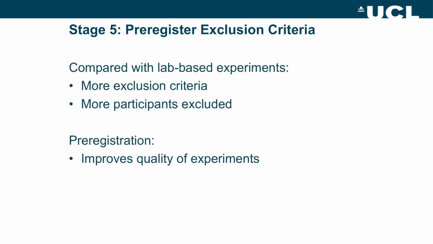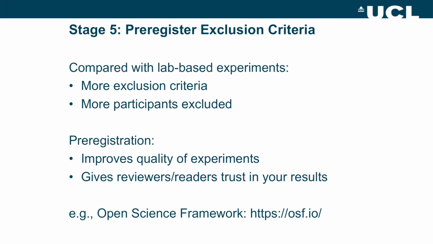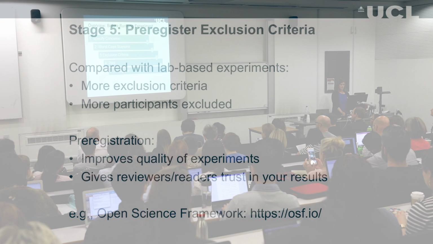Pre-registration, in my view, will improve the quality of your experiment because it will force you to think about this up front. It'll force you to think, have I got good mechanisms for checking that people are paying attention and checking people are not cheating? And as I've said, it gives reviewers and readers trust in your results. We register on Open Science Framework. Obviously, there are other ways to do it.